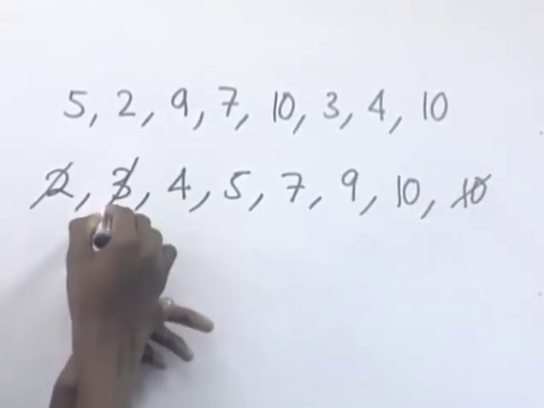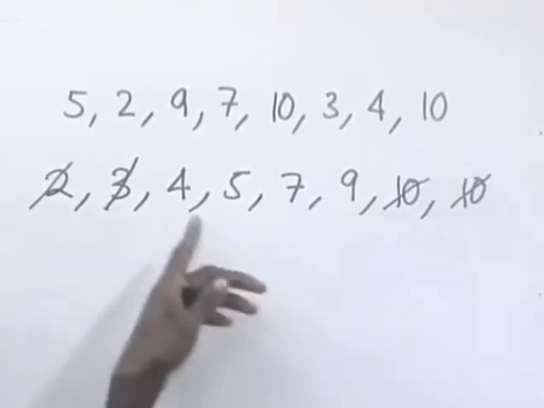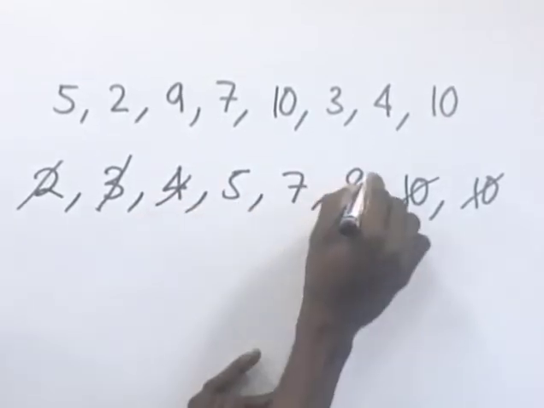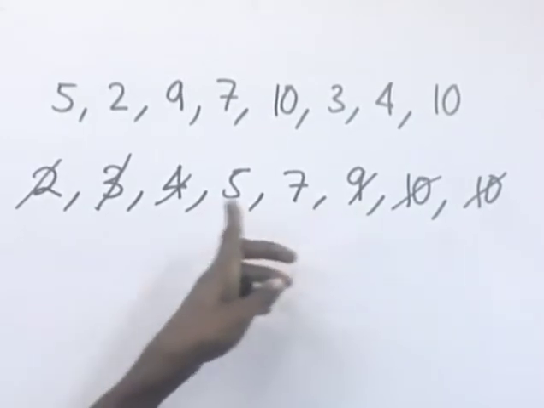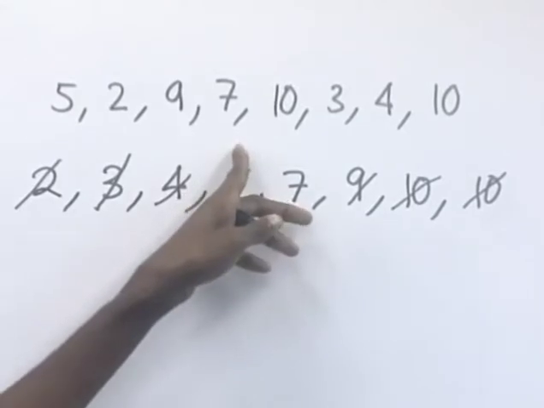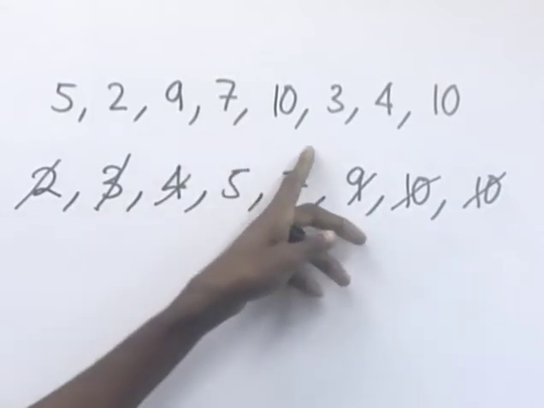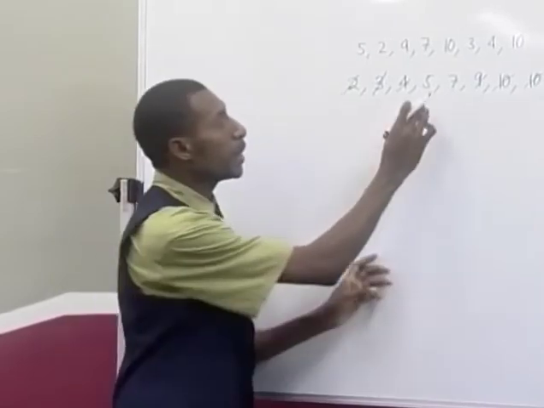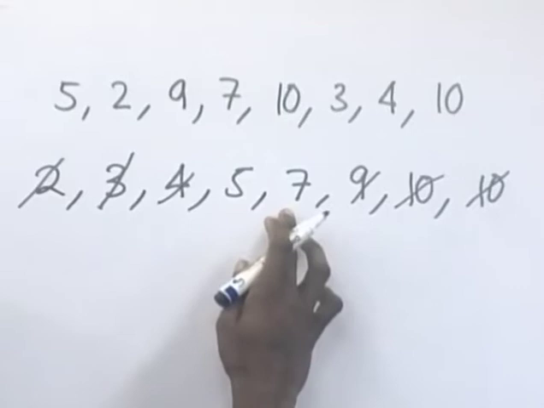The second score will cross out with the? Seventh score. The third score will cross out with the? Sixth score. So what two scores are left? The fourth and the fifth score. The fourth and the fifth score are left. So the median is between the fourth and the fifth score.